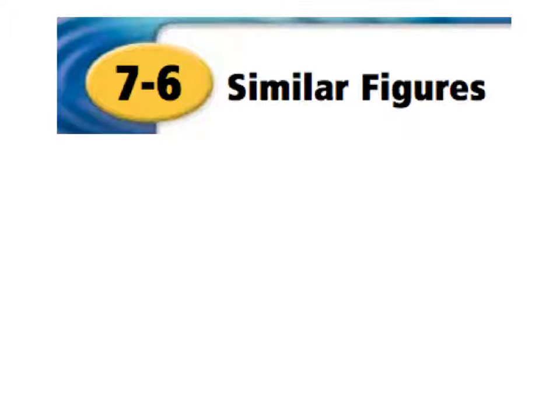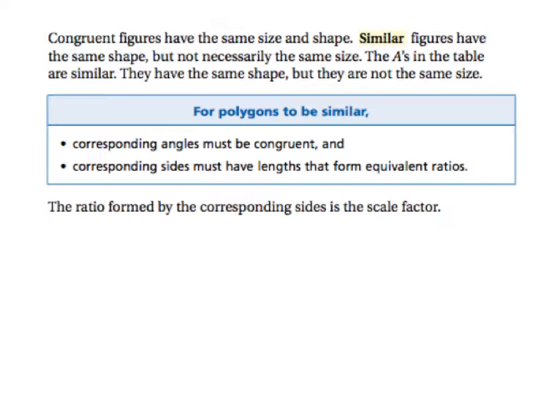Hey guys, in 7-6 we're learning about similar figures. Similar figures are a little bit different from congruent figures. Just to refresh your memories, congruent figures have the same size and shape, so basically they're the same, right? However, similar figures have the same shape but not necessarily the same size.